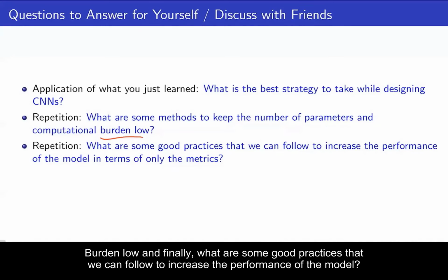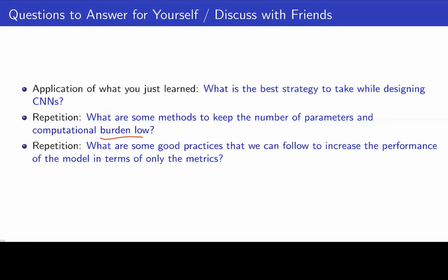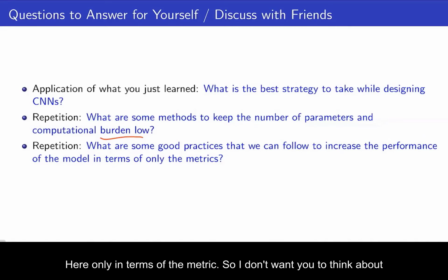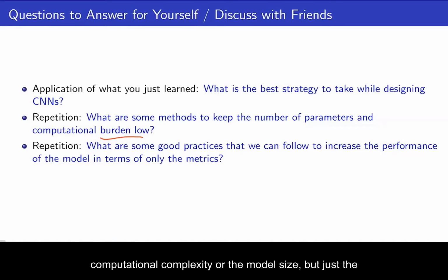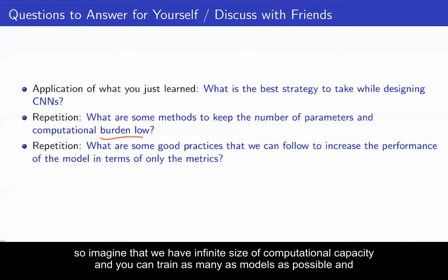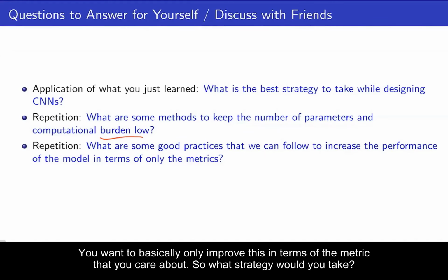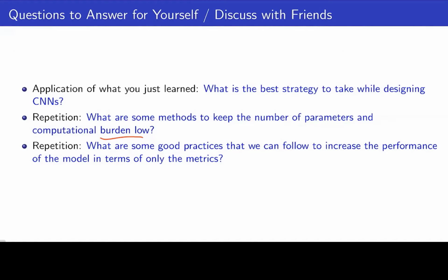And finally, what are some good practices that we can follow to increase the performance of the model? Here only in terms of the metrics, so I don't want you to think about techniques that improve the performance in terms of the computational complexity or the model size, but just the metric, which is the accuracy in this case. So imagine that we have infinite computational capacity, and you can train as many models as possible, and you want to only improve the metric that you care about. So what strategy would you take?